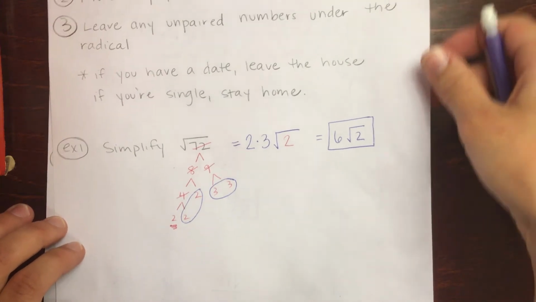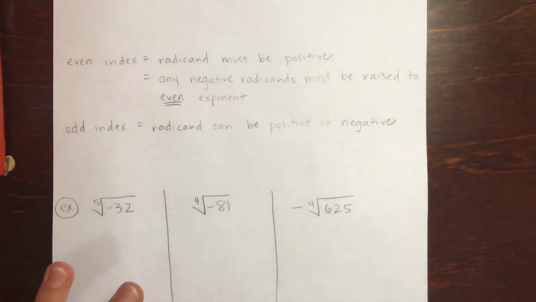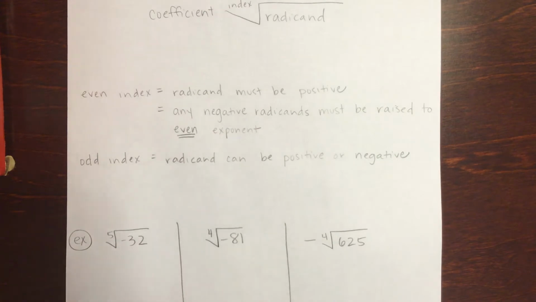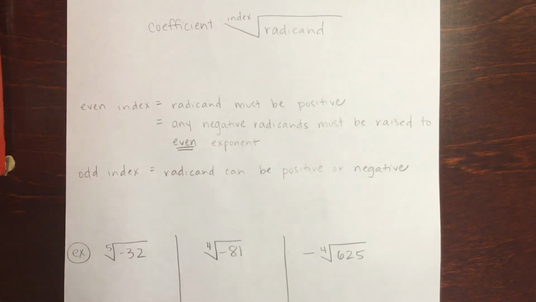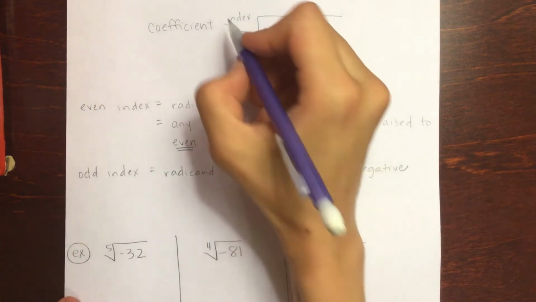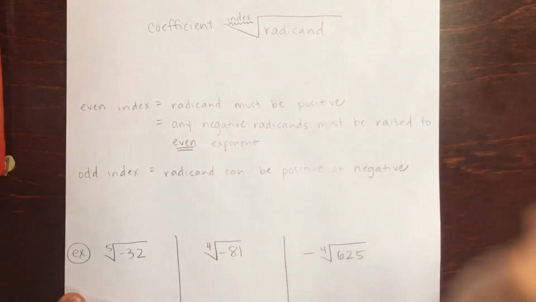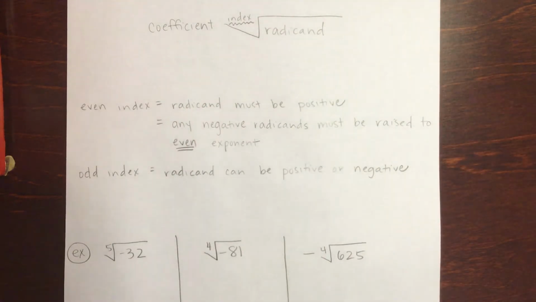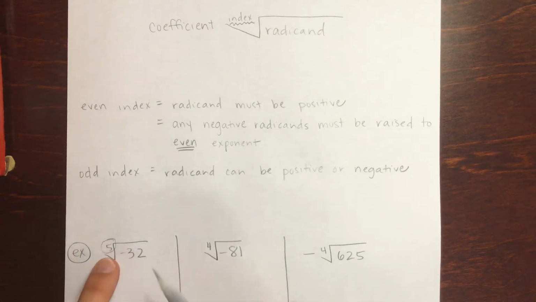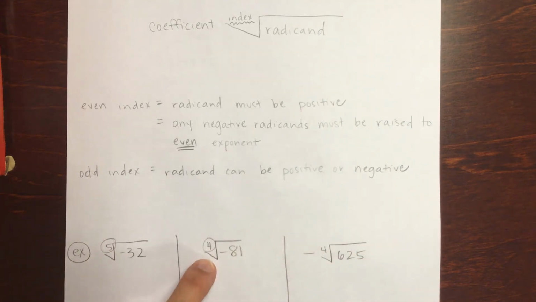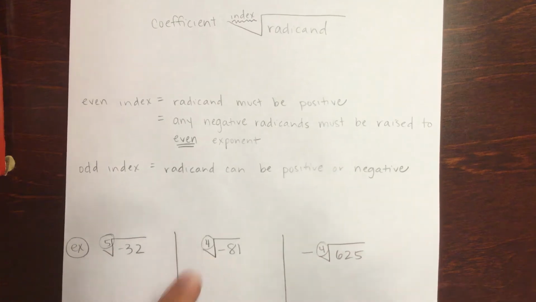Now we're going to talk about things that aren't just square roots. What if we have cube roots, fourth roots, fifth roots, etc.? It's the same exact rules, but instead of "if you have a date, leave the house," you have to look at your index here, and whatever that number is tells you how many numbers make up a date. So in my examples below, I need groups of 5 to leave the house, groups of 4 to leave the house, groups of 4 to leave the house. If you don't have 4 of them, you cannot bring it out of the radical.